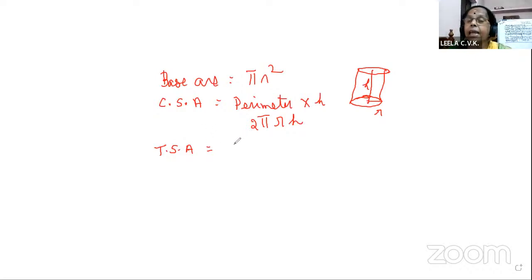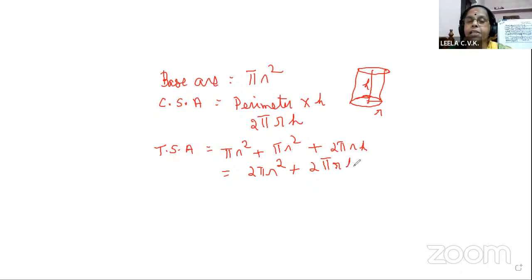So what is TSA? Total surface area is base area plus top area plus curved surface area, isn't it? So what is base area? We have already seen pi r square. See, this is base area. So top area also will be the same, isn't it? Base area and top area, it is exactly the same. Means same value, same measure, same radius is there. So same measure, same value. So pi r square plus pi r square plus 2 pi r h. Pi r square plus pi r square is what? 2 pi r square plus 2 pi r h.